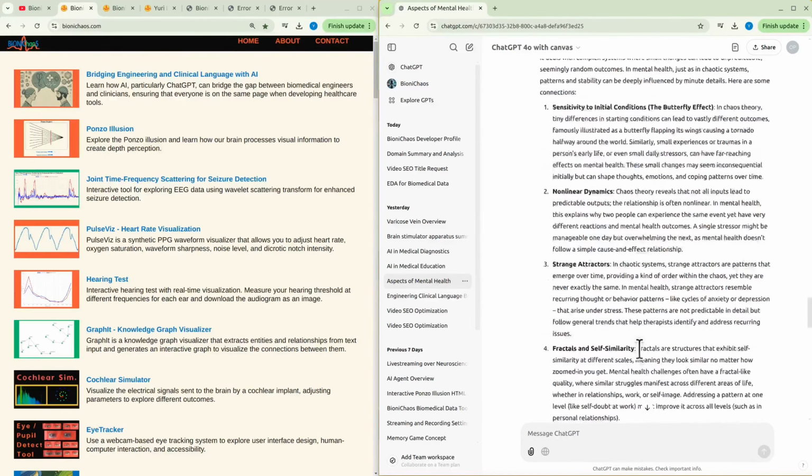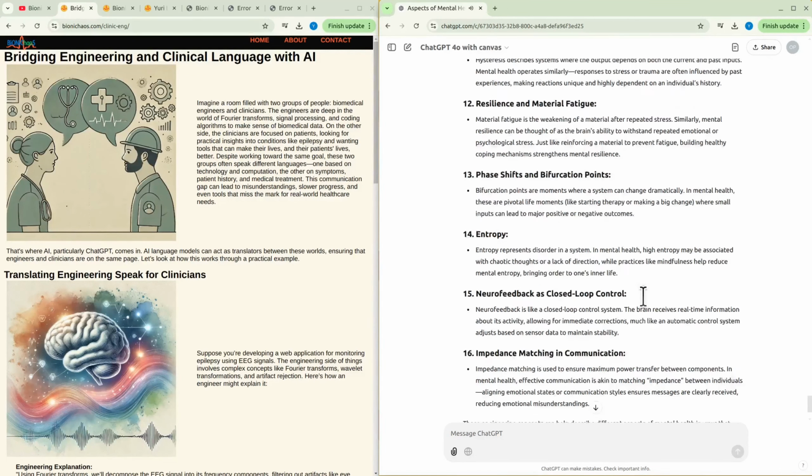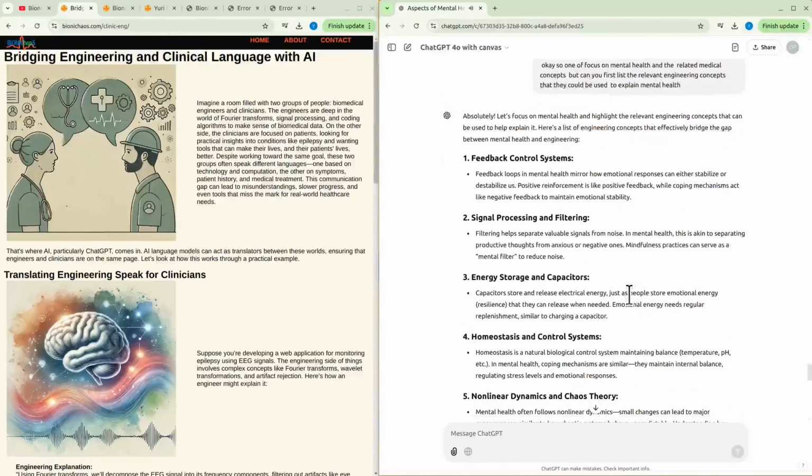1. Feedback control systems. Feedback loops in mental health mirror how emotional responses can either stabilize or destabilize us. Positive reinforcement is like positive feedback, while coping mechanisms act like negative feedback to maintain emotional stability. 2. Signal processing and filtering. Filtering helps separate valuable signals from noise. In mental health, this is akin to separating productive thoughts from anxious or negative ones. Mindfulness practices can serve as a mental filter to reduce noise.